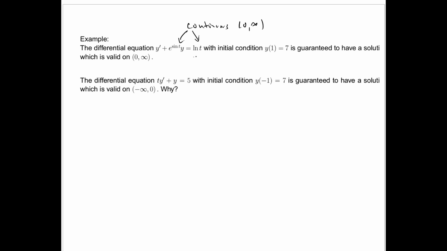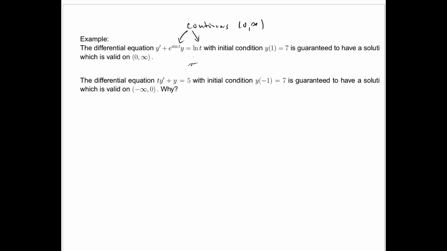So if we want to solve this differential equation with an initial condition that y of 1 equals 7, notice 1 is, of course, in our good interval, we're guaranteed that there'll be a solution that's valid on the entire interval. You're not going to be able to find a nice formula for it because, even though we have a method of solving such differential equations, you'll have to do things like integrate this e to the sine t, which won't give you nice formulas, but you at least know that there will have to exist a unique solution.